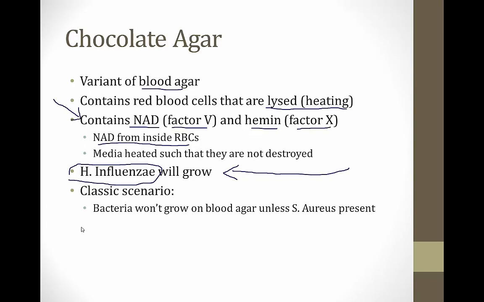And one classic scenario that you should know about is sometimes H. flu will grow on blood agar if Staph aureus is present. So remember, Staph aureus is beta hemolytic. So if you have a petri dish and you plate some Staph aureus like this, it will hemolyze the blood around it. And then H. flu will be able to grow in the area surrounding the Staph aureus where the red blood cells have been lysed and where factors 5 and 10 are present.